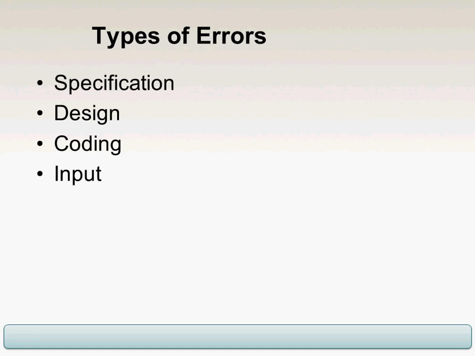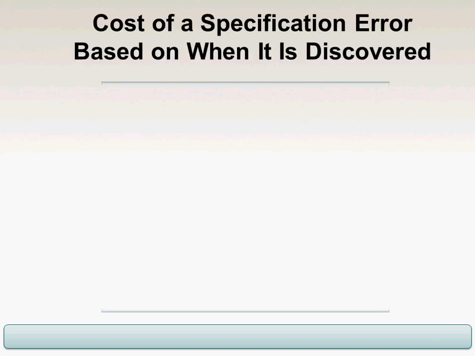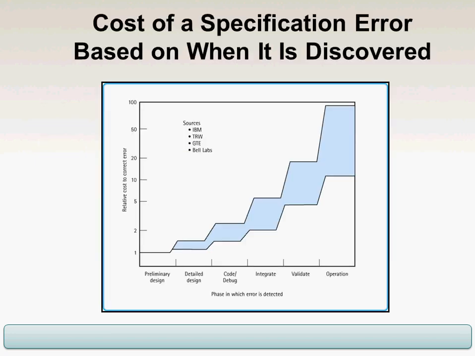Types of errors. At any point of the software lifecycle, we can introduce an error. We might not get a requirement right. Again, we're working with human language, so there's ambiguity. We can make errors in design, coding, a number of different places in the project. The point being, the later an error is discovered, the greater the cost is going to be.